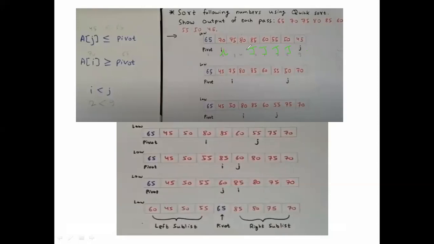Here j stops. Okay, then we check the condition i less than j. So the i value is 2, and here the j value is 5. So 2 is less than j, then swap the i and j values. Then we get the values here, 65.